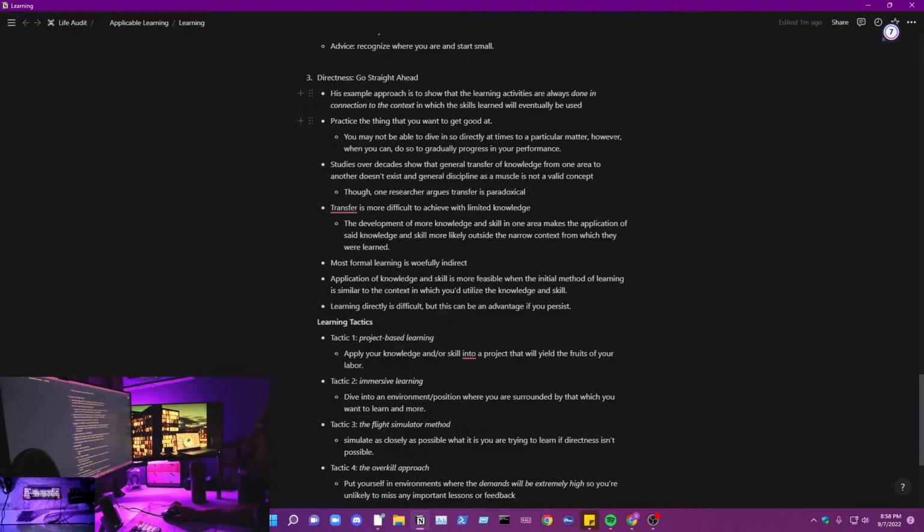Let me start off with this here. His example approach is to show that the learning activities are always done in connection to the context in which the skills learned will eventually be used. So simply put, that means the second line here, which is practice the thing that you want to get good at. And you may not be able to dive in so directly at times to a particular matter. However, when you can, do so to gradually progress in your performance.